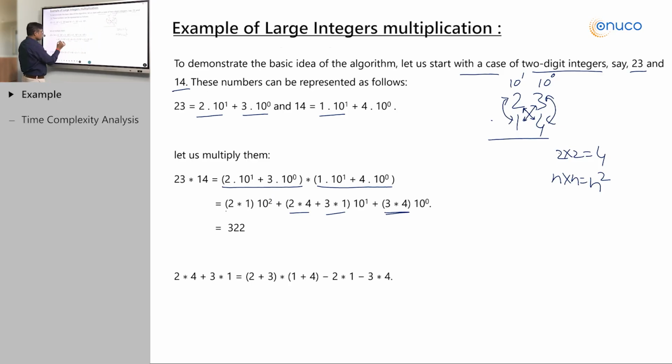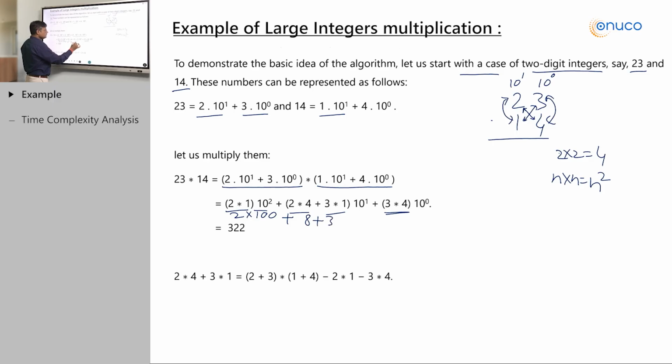Finally, here we have 2 into 1, which is 2. What will the power term be? The power term will be the multiplication of 10 power 1 into 10 power 1, so 10 squared. If we do the regular multiplication, 2 into 1 is 2 multiplied by 100.